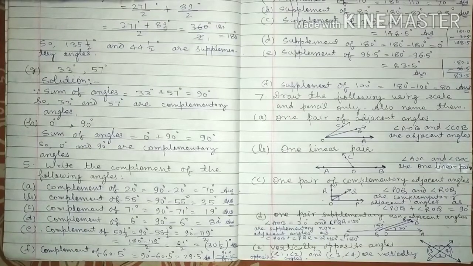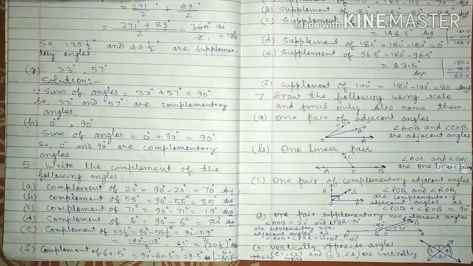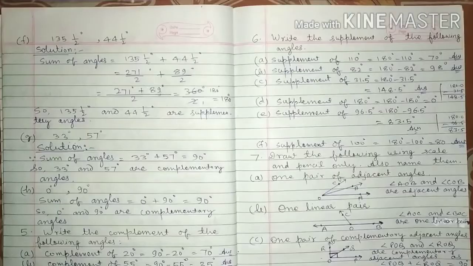F. Complement of 60 decimal 5 degrees equals 90 degrees minus 60 decimal 5 degrees. This equals 29 minus 29 decimal 5 degrees. By subtracting we get 29 decimal 5. So complement of 60 decimal 5 degrees equals 29 decimal 5 degrees. This is the answer of question number F.